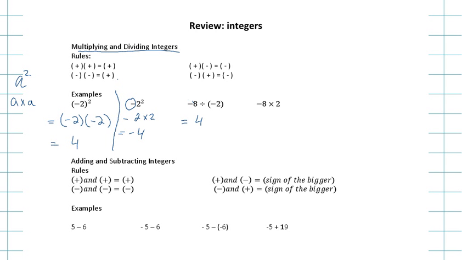Why is that one in brackets, the negative 2? Because they don't like to write things like this, right? This is the same thing as writing this, right?